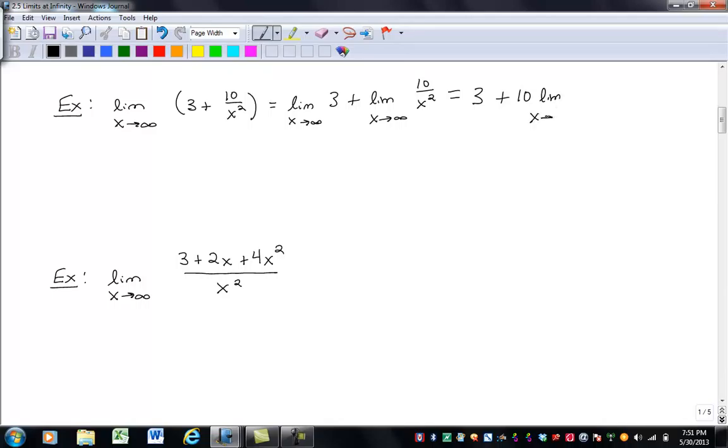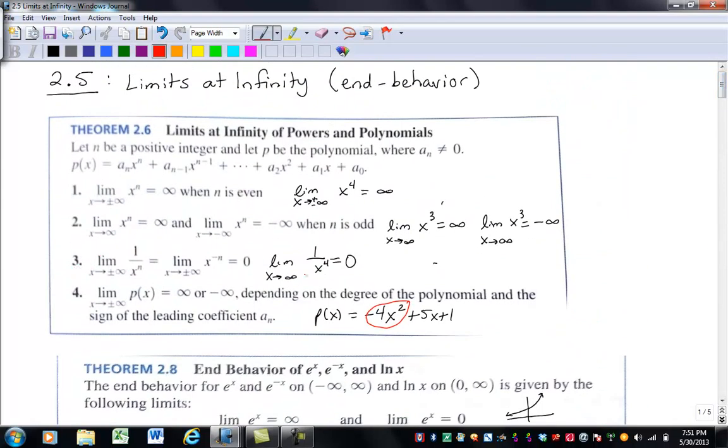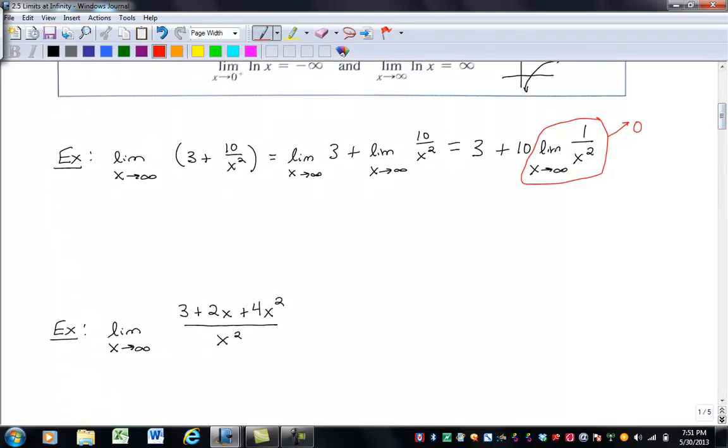And the reason I'm doing this step is so it's easier for you to see exactly where I'm getting this next limit from. Notice this limit here, from above, if you look at the properties, the limit of 1 over x squared as x goes to infinity is 0. And we know that from property 3, the limit of 1 over x to a power equals 0 as x goes to infinity, plus or minus. So here this thing is going to end up being 0. And we get that this limit is 3 plus 10 times 0, which is just 3.